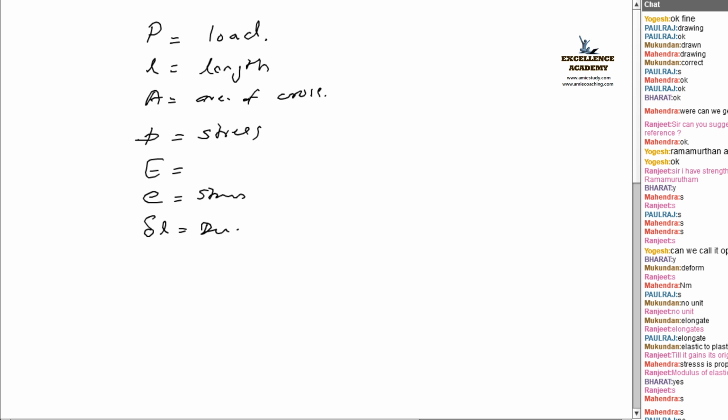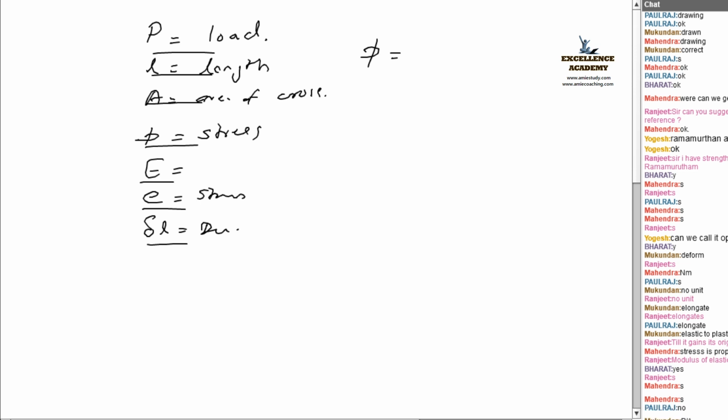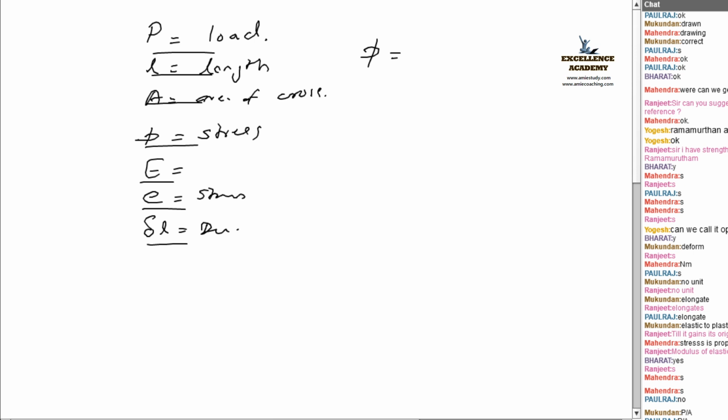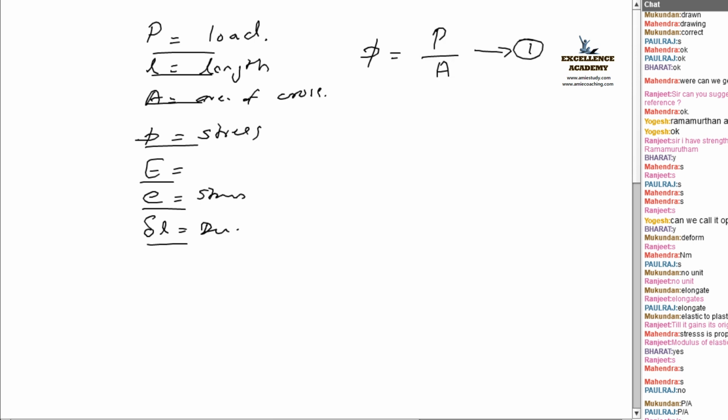Next, by using, sorry, we know that, what is meant by stress? Small p. Can you help me? P is the load, L is the length, A is the area, small p is the stress, E is the modulus of elasticity, small e is the strain, and delta L. We know, yes, p is equal to P by A. This is equation number 1. Capital P by A. Here capital P is the load, and small p is the stress.